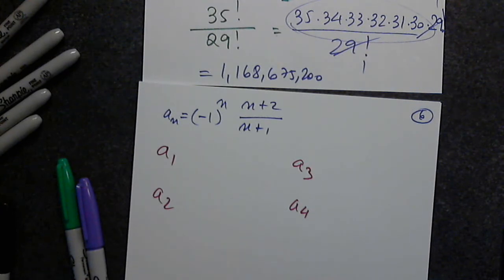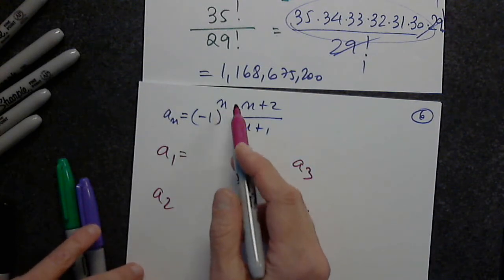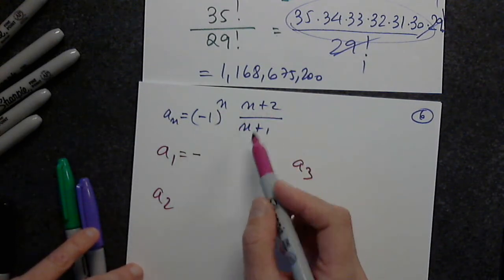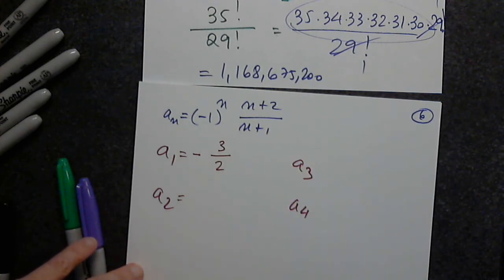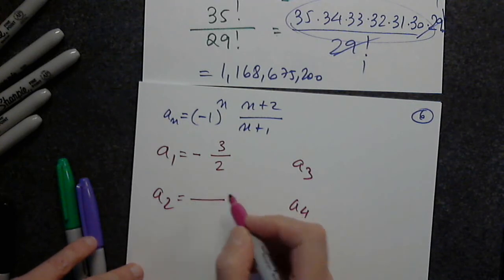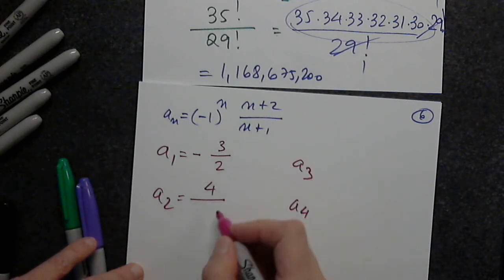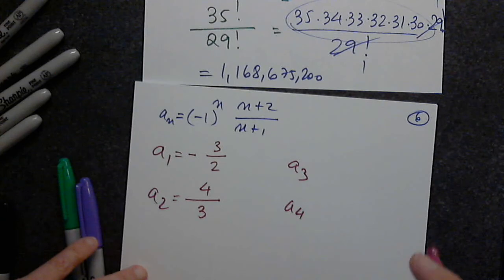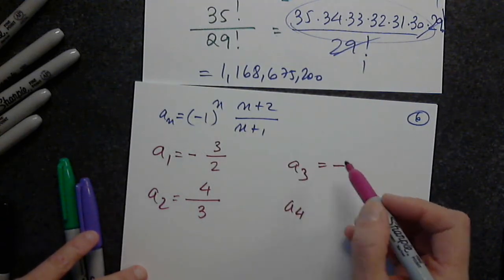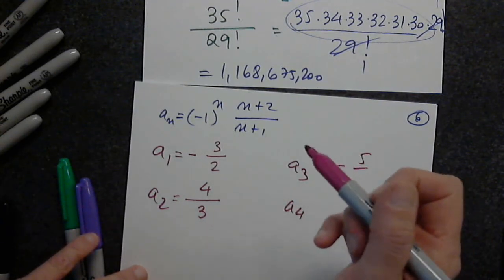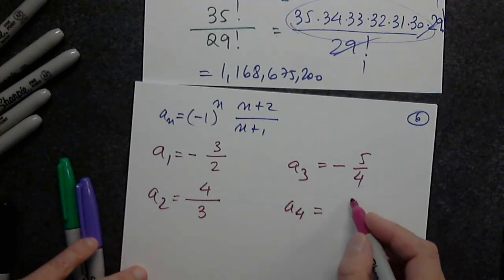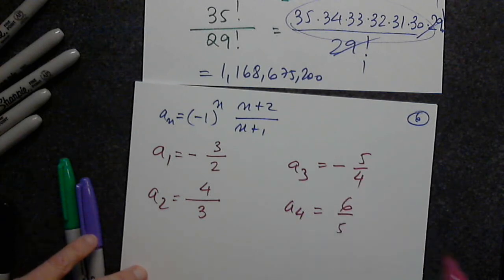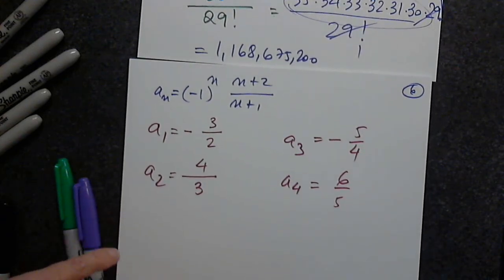Okay, so A1: negative 1 to the first power is negative. 1 plus 2 is 3. 1 plus 1 is 2. A2: negative 1 to the second power, that's positive. 2 plus 2 is 4. 2 plus 1 is 3. A3, that's negative. 3 plus 2 is 5. 3 plus 1 is 4. Finally, positive. 4 plus 2 is 6. 4 plus 1 is 5. Done. We're asked to find the first 4 terms of the sequence.